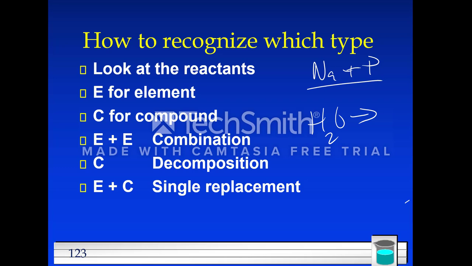And last we got was double replacement, and that was square dancing. And so to square dance, you got to have partners all around, right? So it's got to be all compound, 2 compounds.